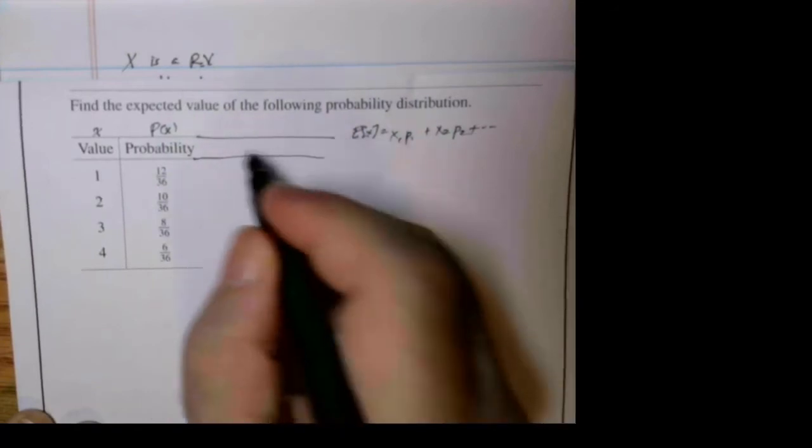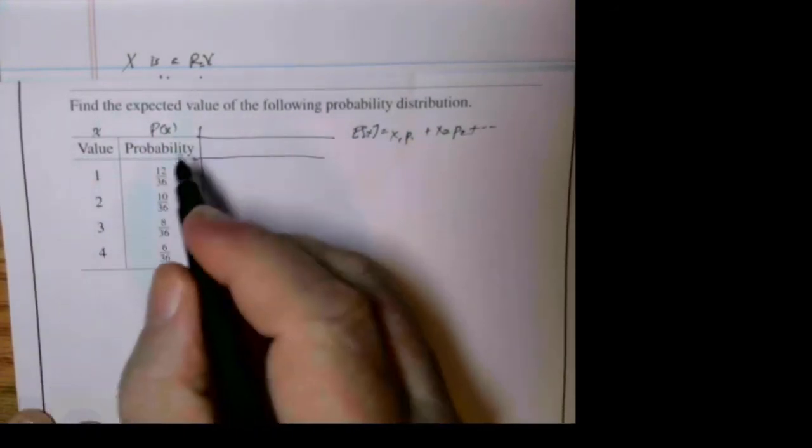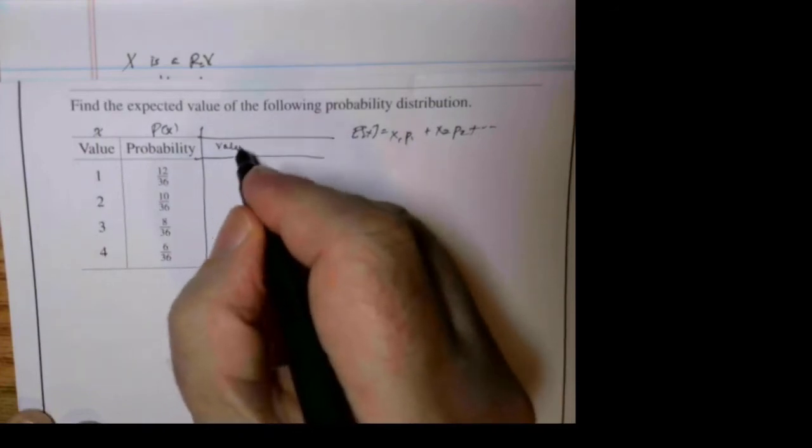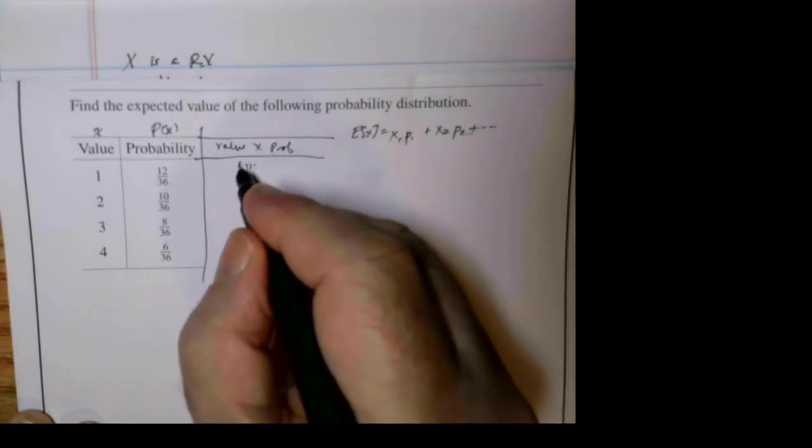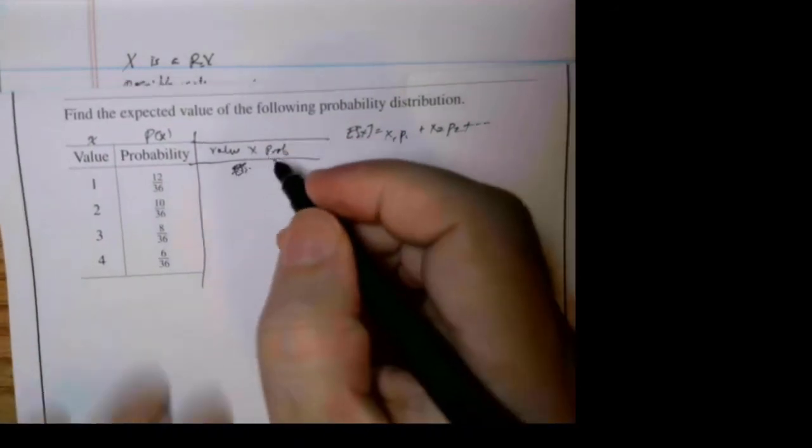So what I'm going to do here, I'm just going to extend this table. I'm going to put in value times probability. So 1 times this, obviously, 12/36. 2 times 10/36, so 20/36, 24/36, another 24/36 for 4 times 6/36.